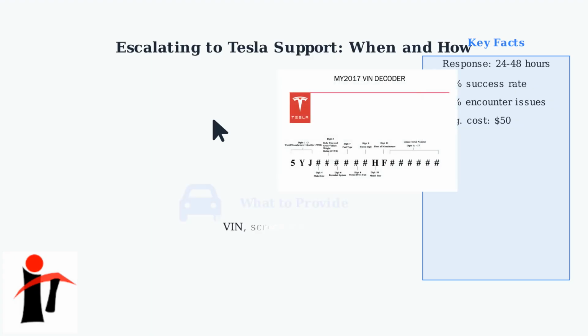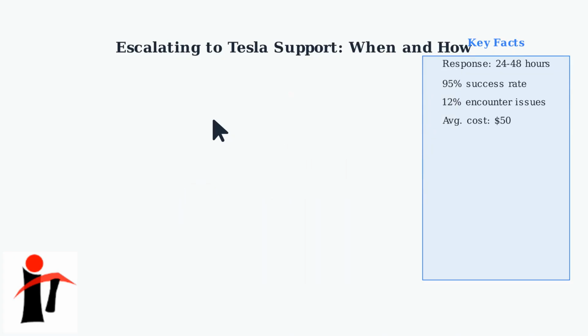When submitting your request, be sure to provide your vehicle identification number or VIN, screenshots of any error messages, and details of the troubleshooting steps you've already attempted. This helps support resolve your issue quickly. Remember to be patient but persistent. If you don't hear back within 48 hours, follow up with your support ticket.